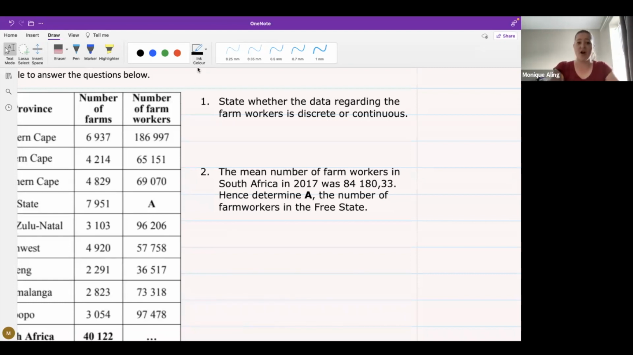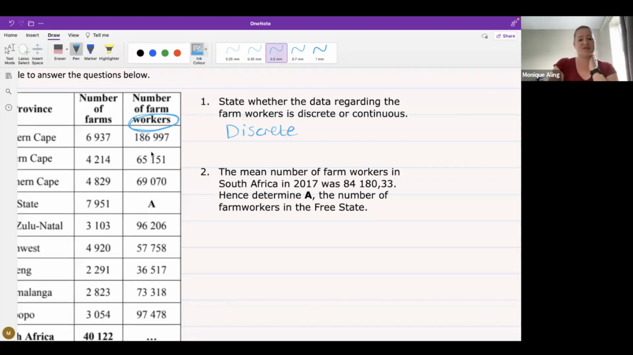The reason is that we are looking at whole numbers. And remember, farm workers are actual people. People are whole numbers. When we count people, we can't get 1,9 people. So our data is indeed discrete, because of whole numbers. If they asked why, for example, we would say, because we're dealing with whole numbers, people are whole numbers. All right, let's just check the chat. Good, because there's no decimal. Well done.